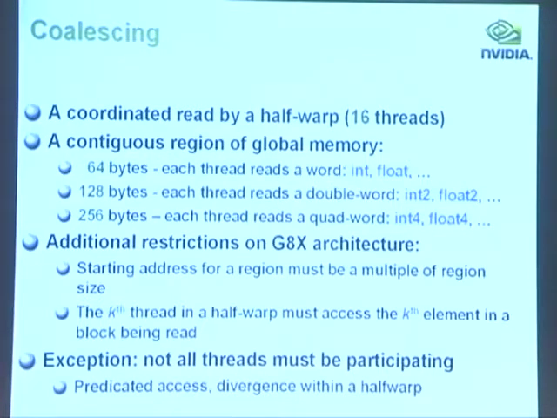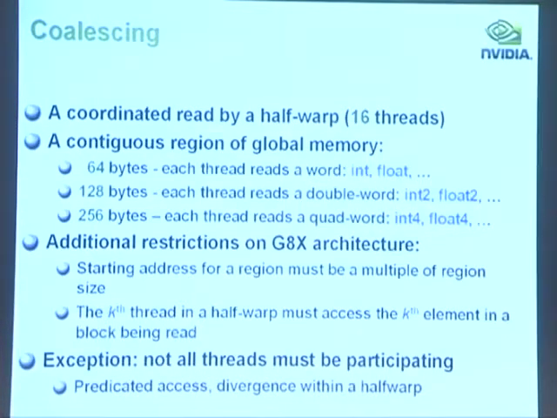So what is coalescing? Coalescing is a coordinated read by a half warp, or actually, in general, you should probably just think of it as a coordinated read by a warp, because in future architectures, we won't have half warps. The warp size is 32, and you won't want to go below the warp size for any optimizations. It's a coordinated read by a warp of a contiguous region of global memory, and those contiguous regions are either 64 bytes, 128 bytes, or 256 bytes. So, for example, if you were reading one word per thread, say an int or a float, then that would be 64 bytes for 16 threads. If you're reading an int2 or a float2, or an int4 or a float4, then it would be 128 bytes or 256 bytes.